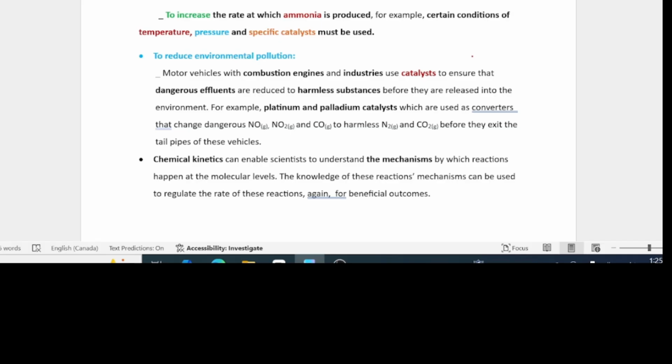Motor vehicles with combustion engines and industries use catalysts to ensure that dangerous effluents are reduced to harmless substances before they are released into the environment. For example, platinum and palladium catalysts are used as converters that change dangerous nitric oxide, nitrogen dioxide, and carbon monoxide to harmless nitrogen and carbon dioxide before they exit the tailpipes of these vehicles.